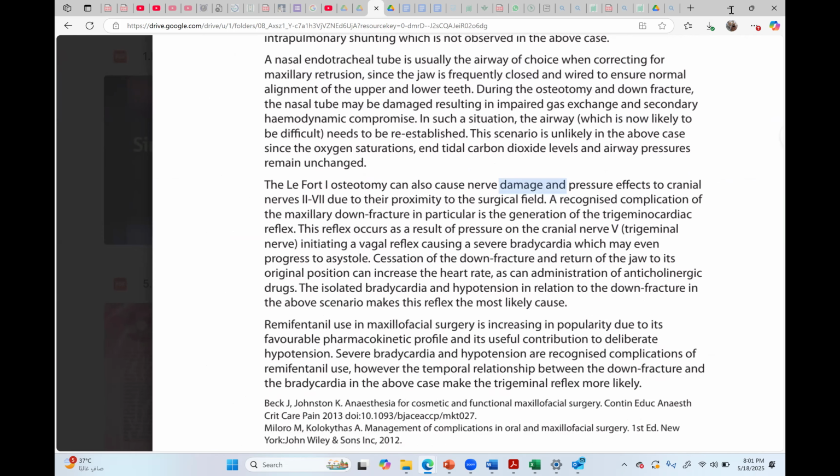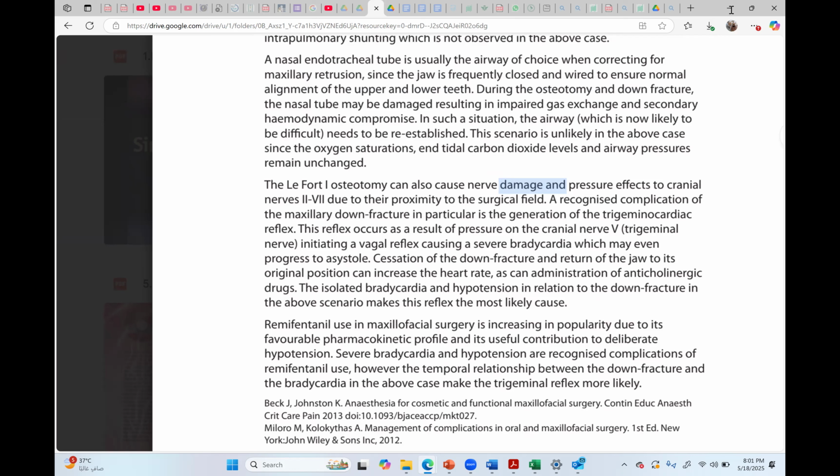The Le Fort osteotomy can also cause nerve damage and pressure effects to cranial nerves 2 to 7 due to their proximity to the surgical field. A recognized complication of maxillary down fracture is the generation of the trigeminocardiac reflex.